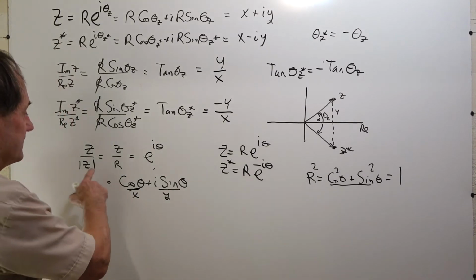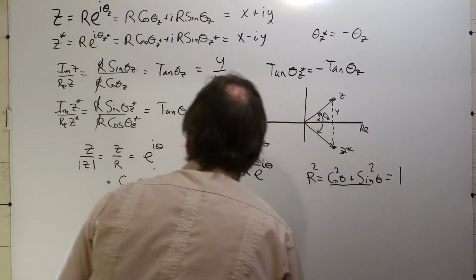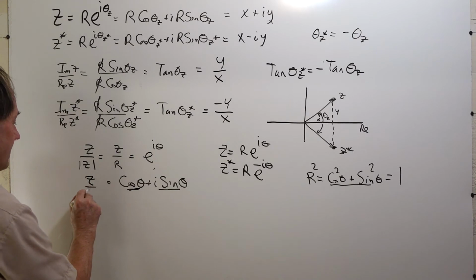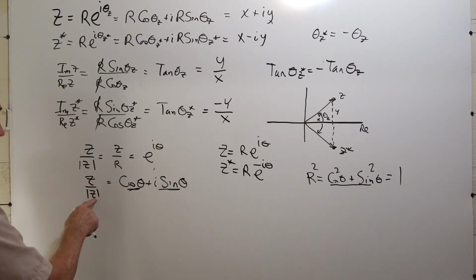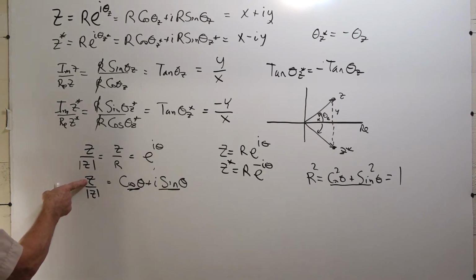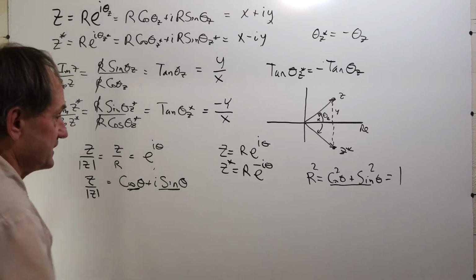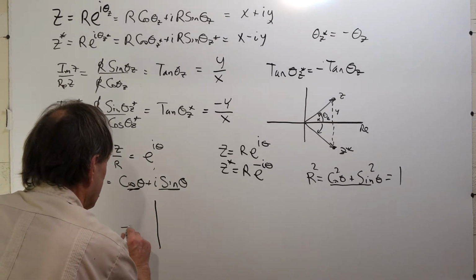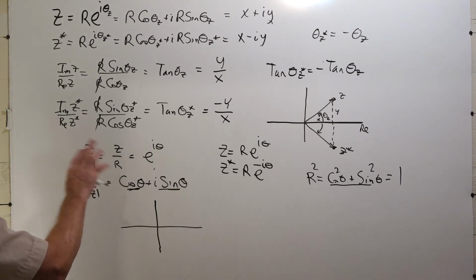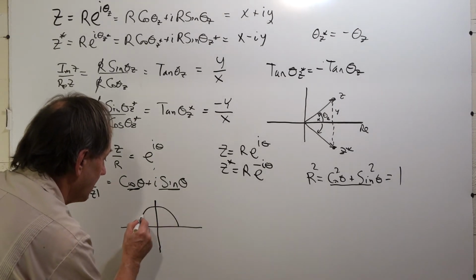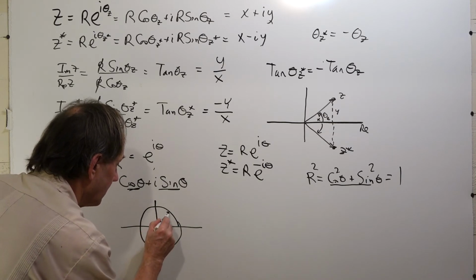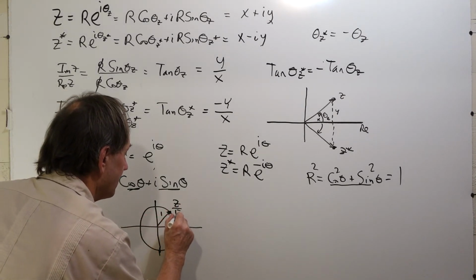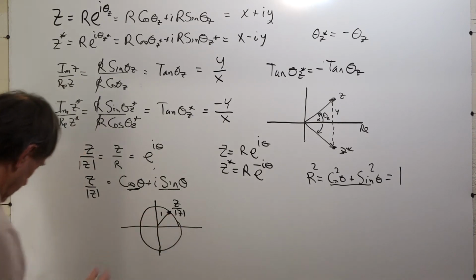So this expression for z over its magnitude, z divided by the magnitude of z, has a magnitude of 1. And we can easily see that. The magnitude of z is r, and we divide by its magnitude, so the resulting magnitude has to be 1. So if you normalize any complex number by dividing by its magnitude, all the points lie on the unit circle, where the circle has radius 1. So z divided by the magnitude of z all lie on a unit circle.